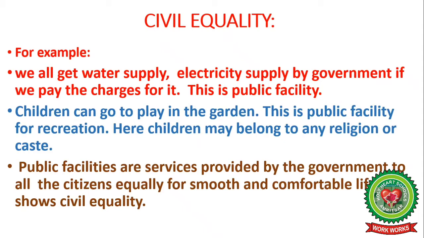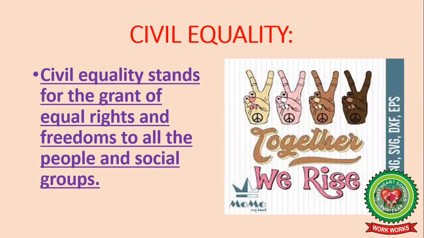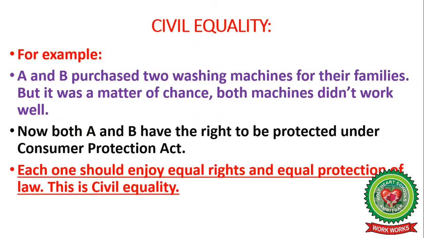So, if it is a locality garden, I am not talking about any private park in our houses, if it is a locality garden, the children can go. They may belong to any caste or religion. No one can say that children of this caste can't enter. So this is a public facility provided by the government. So this is civil equality. Civil equality stands for the grant of equal rights and freedoms to all the people and social groups.